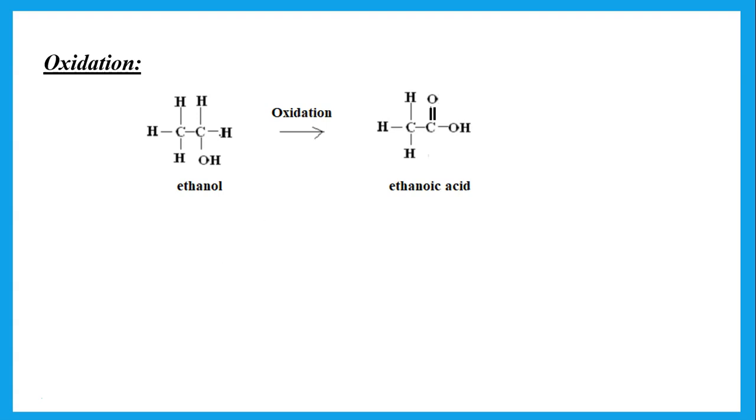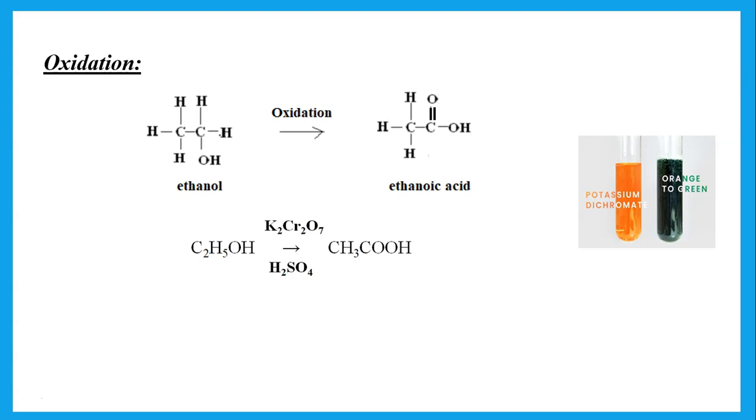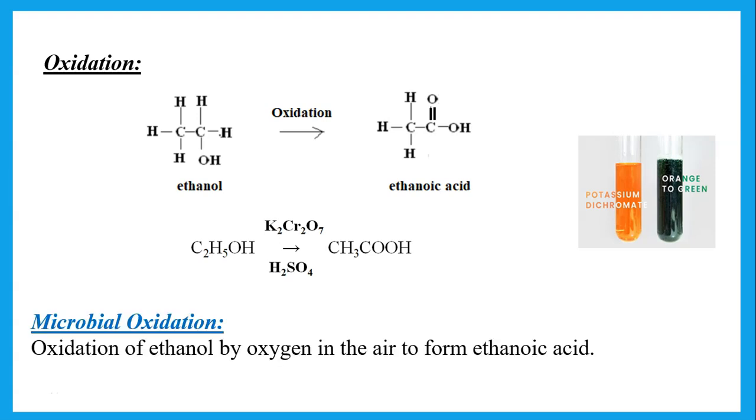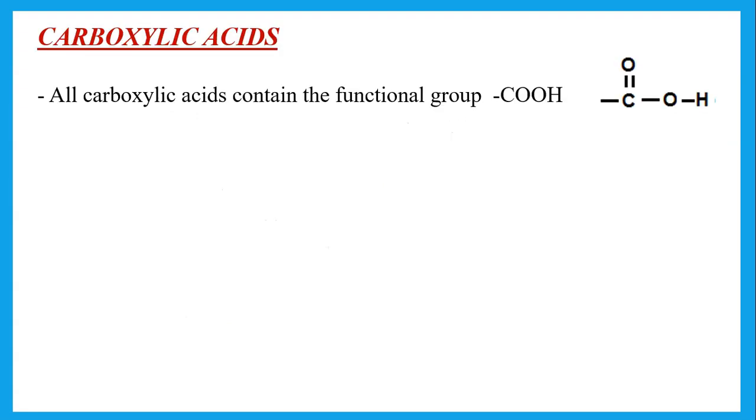So what do we add to do oxidation? Remember, we add acidified potassium dichromate, or it is potassium dichromate with concentrated sulfuric acid. Remember that the potassium dichromate is originally orange. When it reacts, it turns from orange to green. We can also oxidize ethanol by microbial oxidation. This is oxidation of the ethanol by oxygen in the air. This is actually using bacteria, and this forms ethanoic acid.